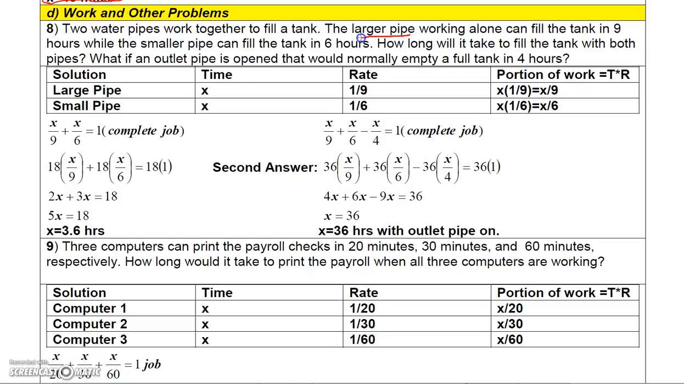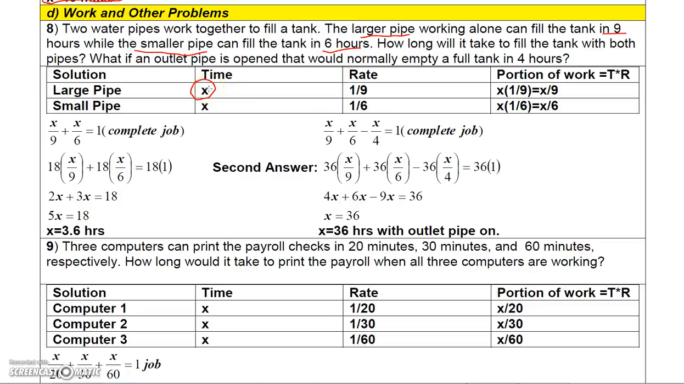You have a large pipe that can do the tank alone in 9 hours. You have a small pipe that can fill the tank alone in 6 hours. Now what that tells me is that the large pipe does 1/9 of the job per hour. So if the large pipe would work X hours and it does 1/9 of the job per hour, then it would actually do a total of X times a ninth. That's what portion of the job or what portion of the work that pipe's going to do.